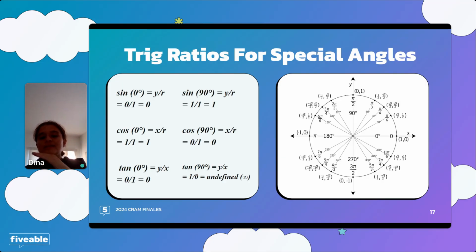And one way you can memorize this is that tangents on the unit circle, especially in the first quadrant, are increasing from 0 to 90 degrees. So the highest value is at 90 degrees, and that's undefined. And then the lowest value is at 0, and that's for the first quadrant. More information on the unit circle on the next slide.